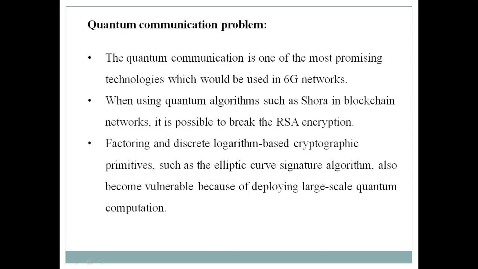Now there is also an issue with the quantum communication problem. Quantum communication is one of the most promising technologies which would be used in 6G networks. When using quantum algorithms such as Shor's in a blockchain network, it is possible to break RSA encryption. Factoring and discrete logarithm based cryptographic primitives such as the elliptic curve signature algorithm also become vulnerable because of the deployment of large scale quantum computation.